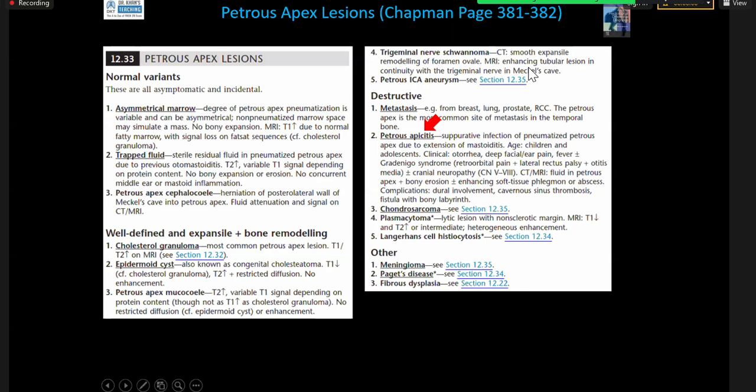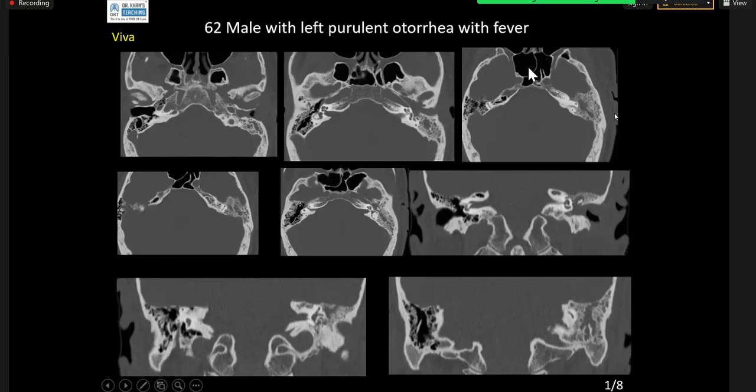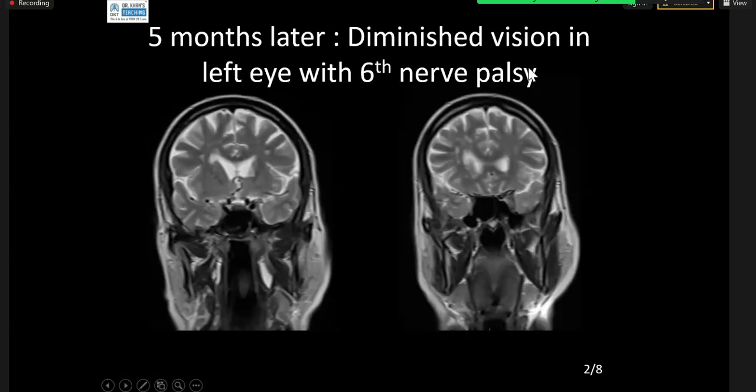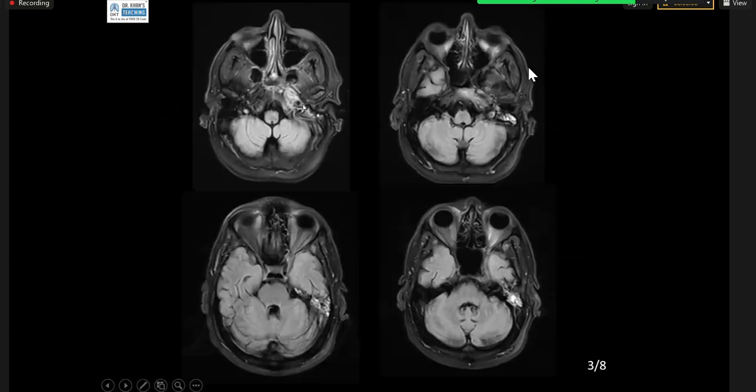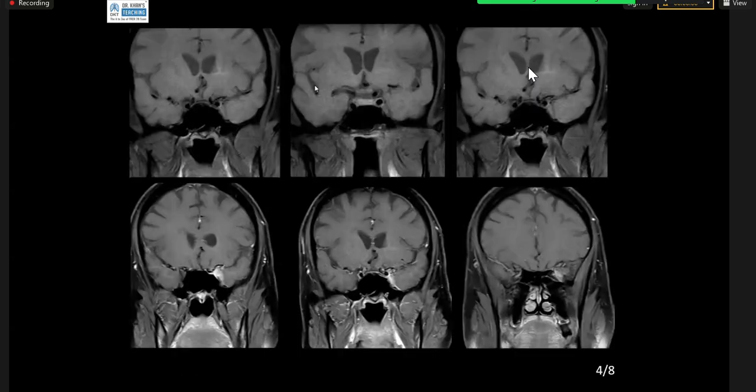This was the initial CT scan in which we can see the signs which I already showed you. Now here, on this FLAIR sequence, we can see this high signal at the petrous apex. This row is pre-contrast T1 fat saturated, and this is post-contrast. This is the cavernous sinus. Actually, you can see that there is a bit of soft tissue because there is no soft tissue on the other side, and this soft tissue is enhancing. So the infection is extending into the cavernous sinus.